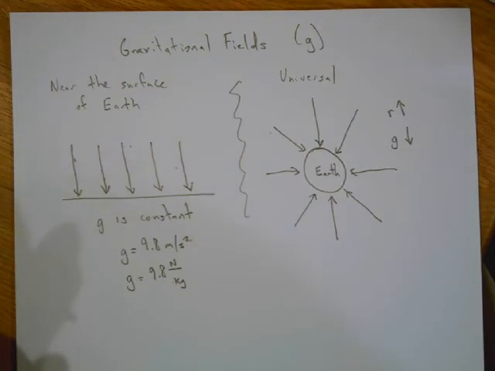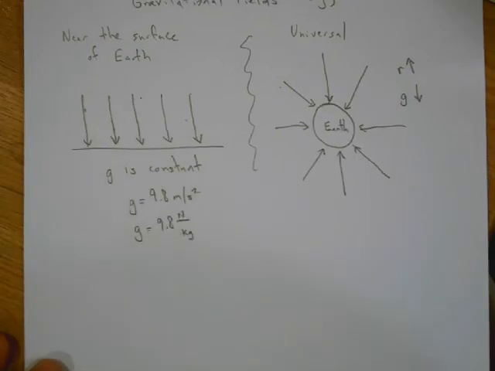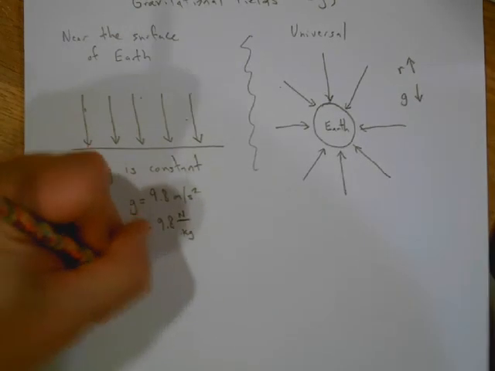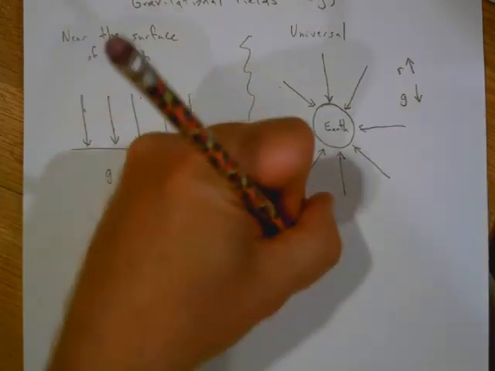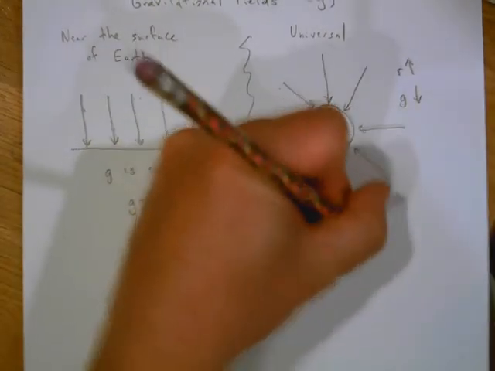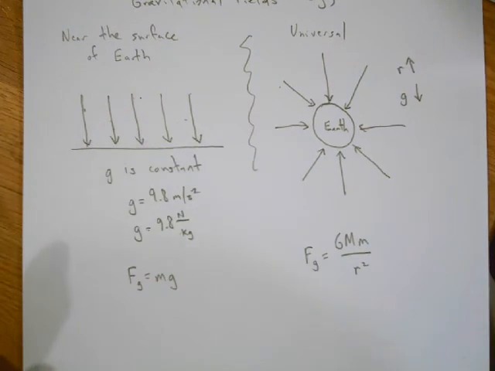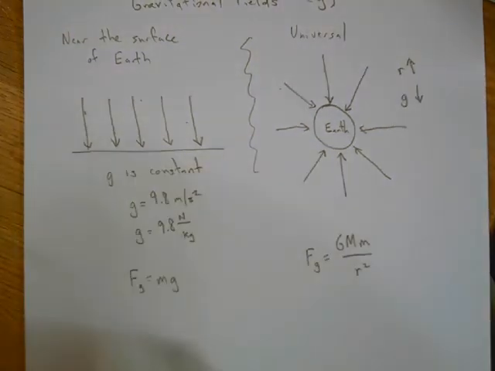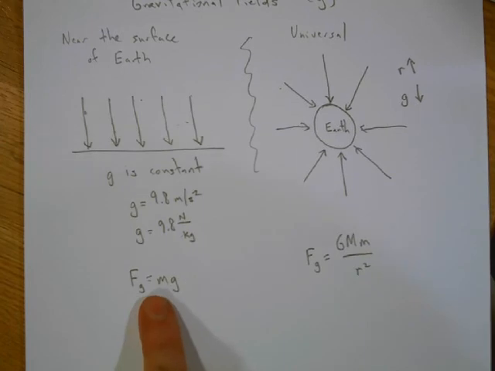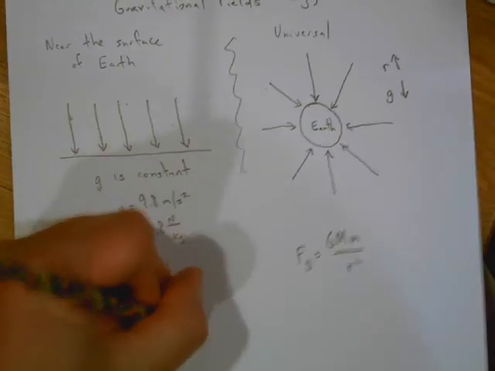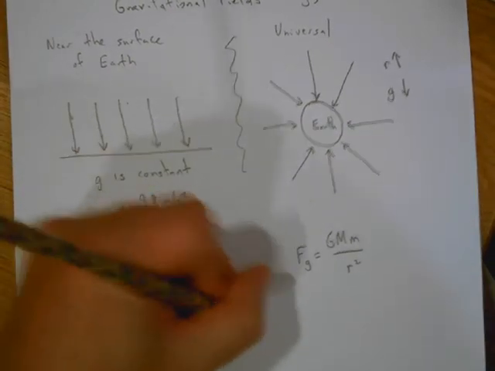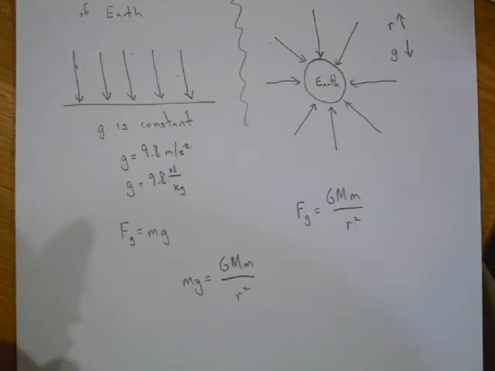So how do we find the gravitational field strength? Near the surface of the Earth, we use the equation Fg equals mg. Universally, we use the equation G M m over r squared. If I set these two equal to each other, because both are true, it's just that g is not 9.8 over here, I get mg equals G M m over r squared. This is why I like to make big M's and little m's.